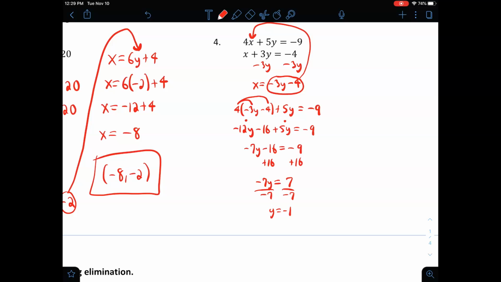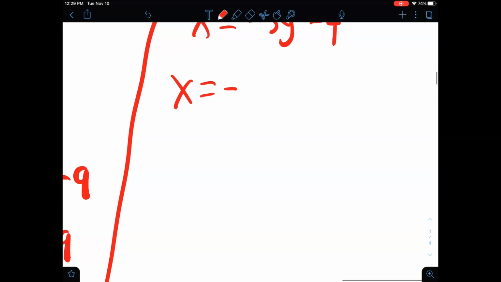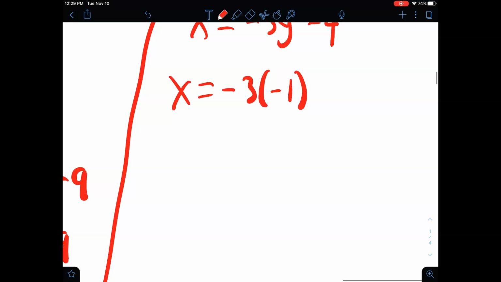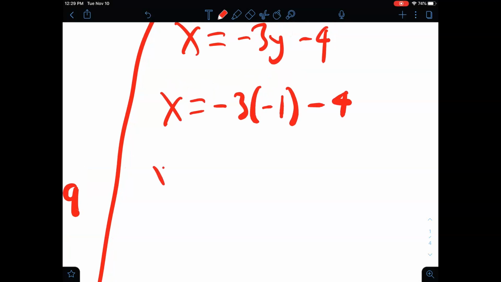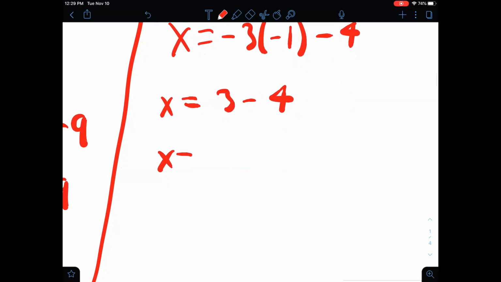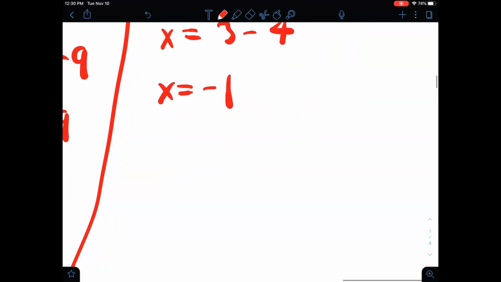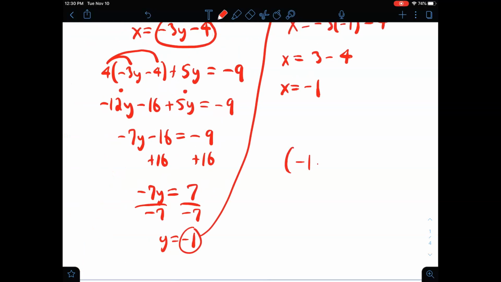And then I'm going to take this negative 1 and plug it into that other equation that we came up with, the negative 3y minus 4. I'm going to plug it in all the way over here for y. So x equals negative 3, let me zoom in, negative 3 times negative 1 minus 4. x equals negative 3 times negative 1 is 3, minus 4. So x equals negative 1. So our final answer is going to be negative 1, negative 1.